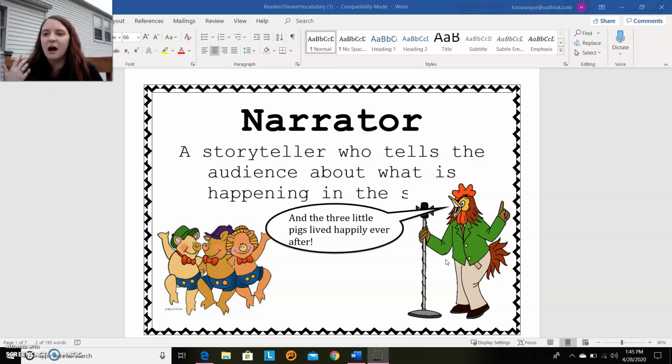So he is an outside person that's looking in and telling the audience about the story, who it's about, and what's happening. Sometimes that does change. For example, if one of the pigs was the narrator, they might say, then me and my brothers, we went to the next house. Sometimes the characters in the play tell it, but most of the time the narrator is just the person that's telling the story.